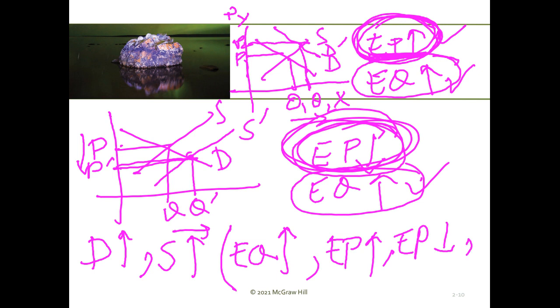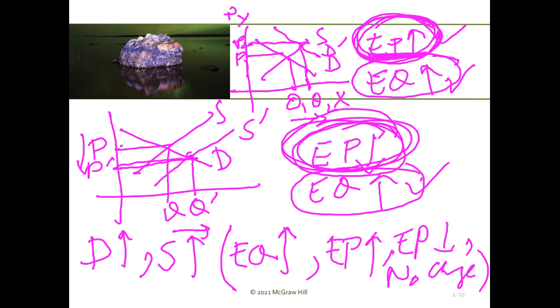So let me summarize. If demand and supply curves shift rightward, equilibrium quantity will increase. Equilibrium price may go up, may go down, or may stay the same. There's no change. These are all three possibilities. So rather than writing all these three possibilities every time, we just use this word indeterminate. So we write like this. I don't have space here.